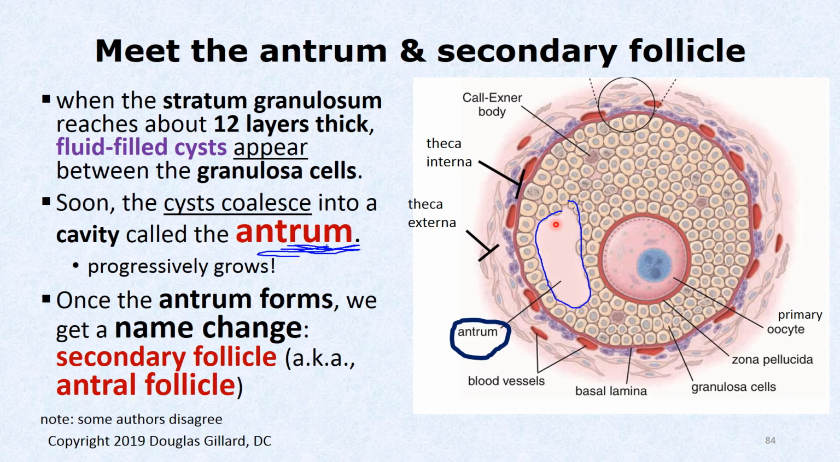The antrum. Okay, so once the antrum can be seen in one of these primary follicles, we get another name change. The primary follicle is no more, secondary follicle is in. It's also known as the antral follicle, because the antrum is what creates it. I doubt you're going to see antral follicle on boards, because that would be too easy: you'd know, oh yeah, the appearance of the antrum. They're going to call it a secondary follicle most likely. Again, some authors disagree. I'm letting the board books kind of guide me here.